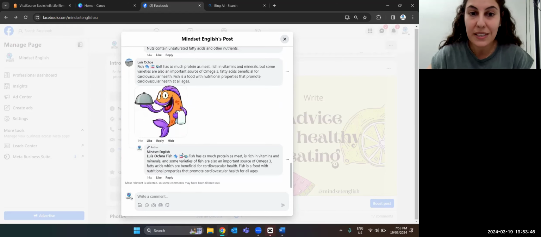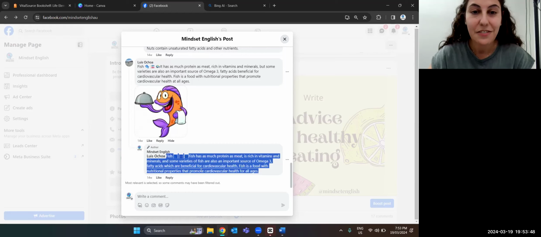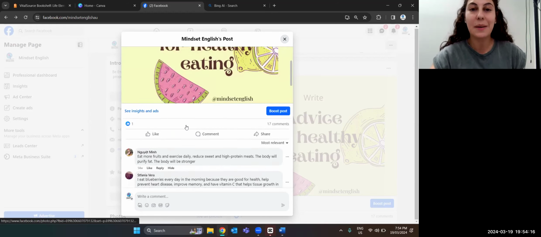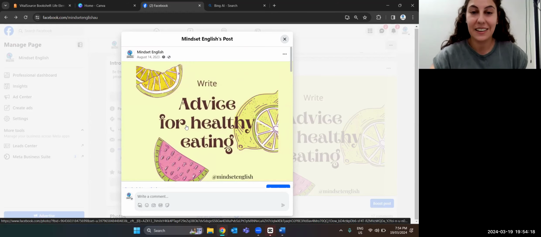And let's go to Lewis. Fish. Fish has as much protein as meat, is rich in vitamins and minerals, and some varieties of fish are also an important source of omega-3 fatty acids, which are beneficial, that means good, for cardiovascular health. Fish is a food with nutritional properties that promote cardiovascular health for all ages. Okay, so that was some advice for healthy eating.